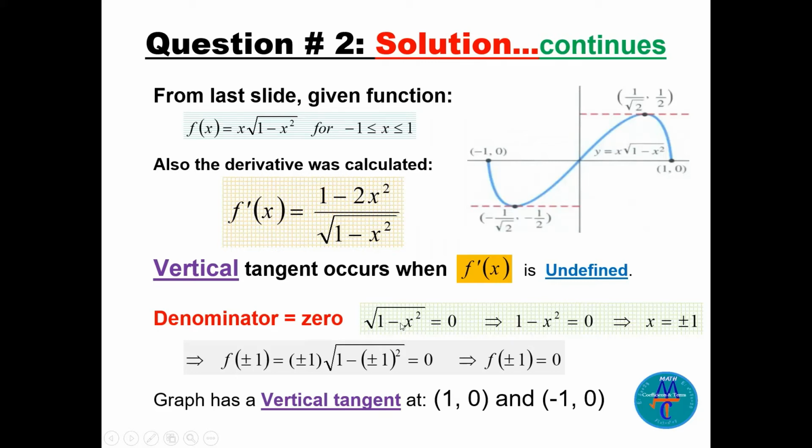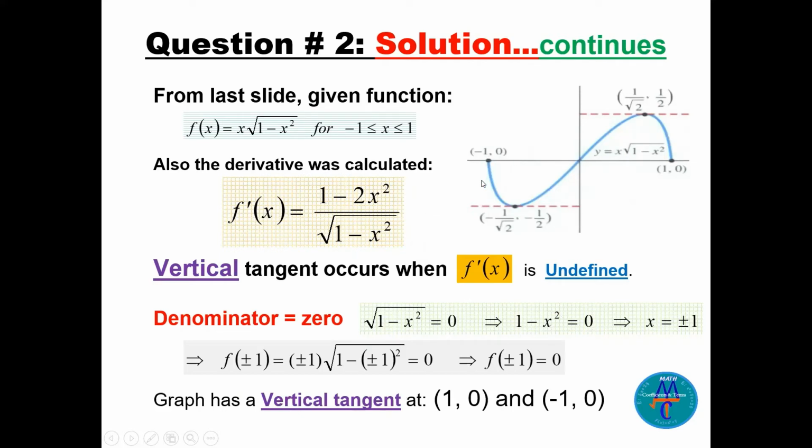So I take square root of 1 minus x squared equal to 0. Square both sides, you get x equals plus or minus 1. Now take plus or minus 1. You can take x equals 1, you can take x equals minus 1. Replace it in the function here to get the y. So f of plus or minus 1 will be 0. So the graph has vertical tangents at (1, 0) and (minus 1, 0).